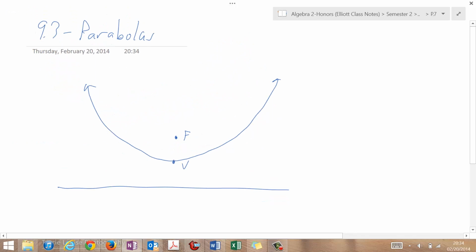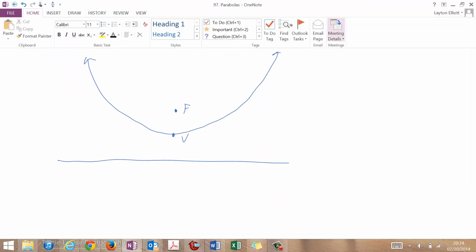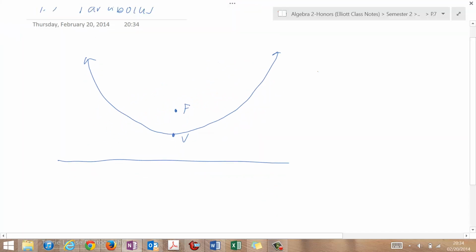do is I can say, let's let this distance, and remember, whenever we introduce a variable, we really need some let statements. So I'm going to say, let (h, k) be the vertex. And so because I've done that, I'm going to give the vertex ordered pair (h, k). Then I'm going to let c equal the distance from the vertex to the focus.